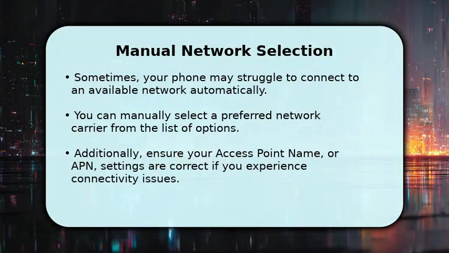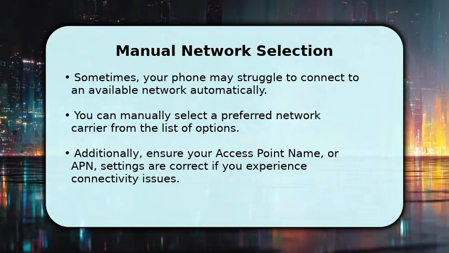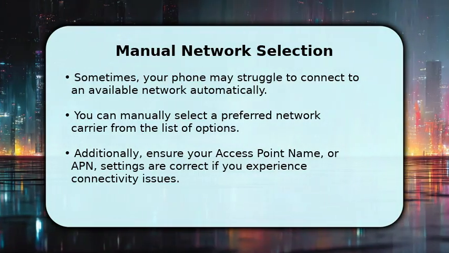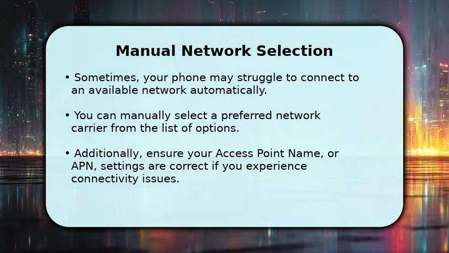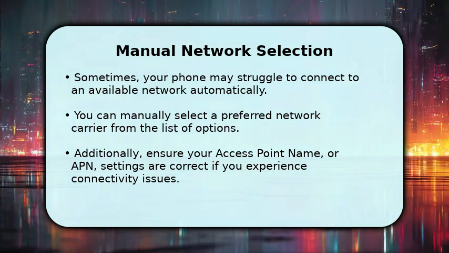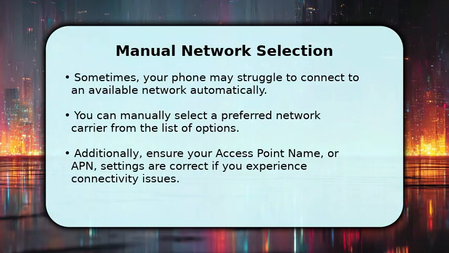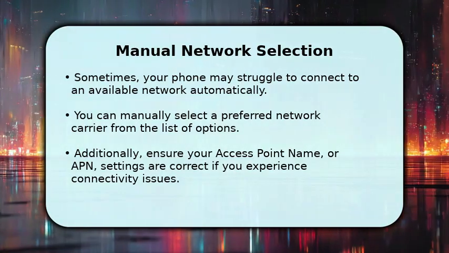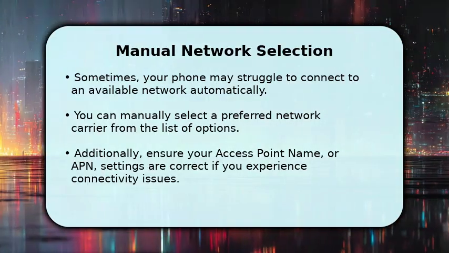If your data roaming isn't working after activation, consider manually selecting a network. Within Mobile Networks, look for Network Operators and choose Search Networks. Your phone will then display a list of available carriers in your current location. Select one with strong signal. It is also wise to verify your access point name settings, often found under APN, to ensure they match your provider's requirements.